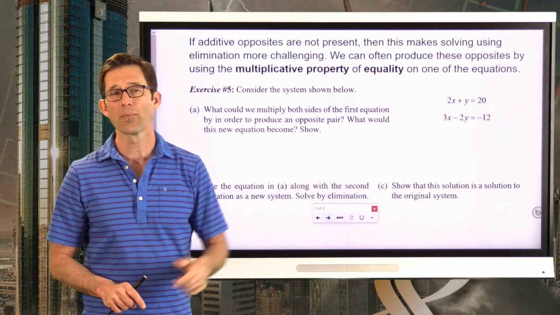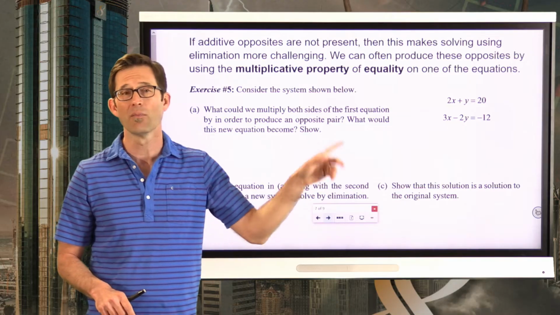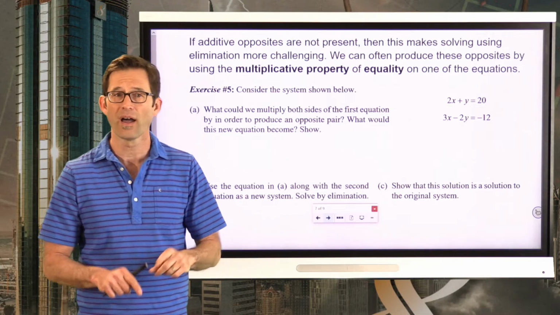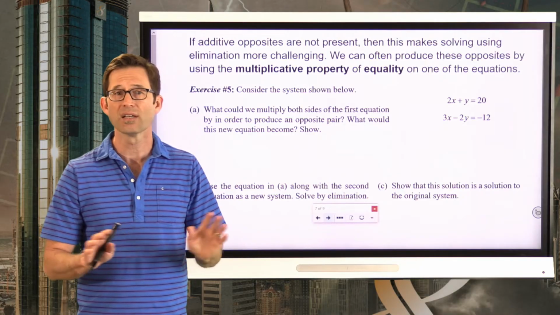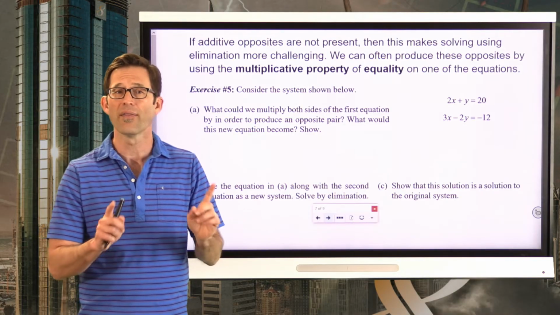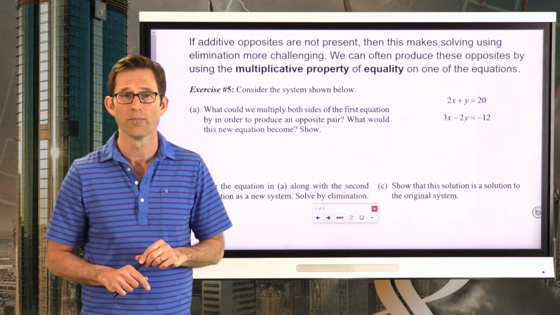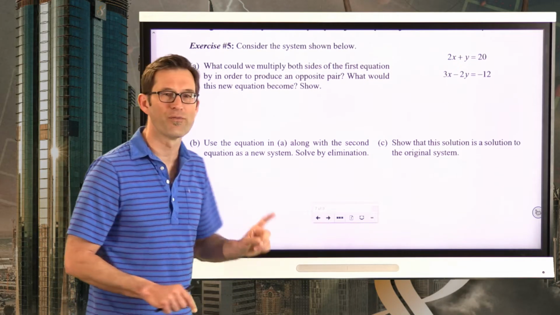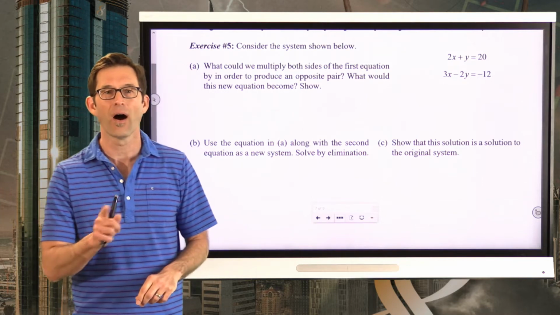The multiplicative property of equality says, if I want to multiply both sides by 2, do it. If I want to multiply both sides by negative 5, do it. I can multiply both sides of an equation by any number I want, and that equation will still be true. So let's take a look at how we can use that in exercise number 5, where there aren't additive opposites.